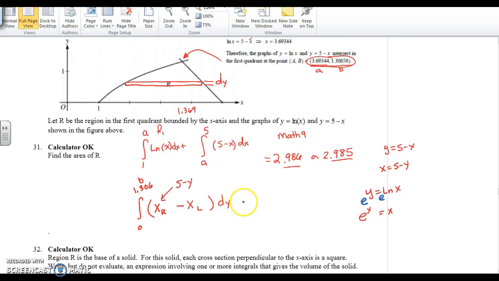And so the final answer this way would be the integral from 0 to b of the right curve, 5 minus y, minus e to the y dy. And when you integrate, you get the same answers both ways.